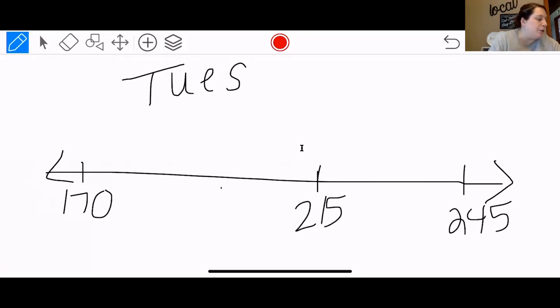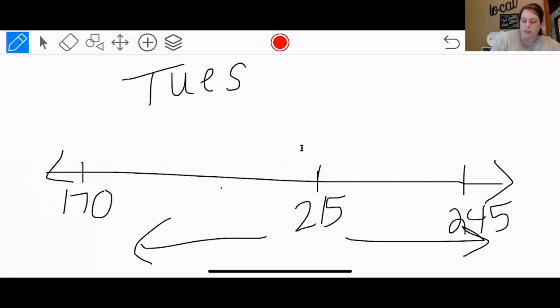And then it has numbers in between. 170 is to the left of 215. So 170 is less than 215. 245 is to the right of 215. So 245 is greater than 215.